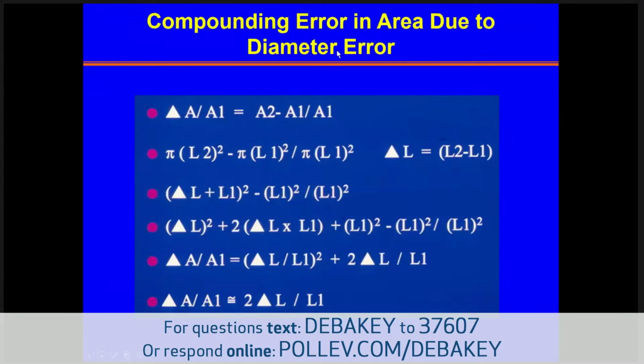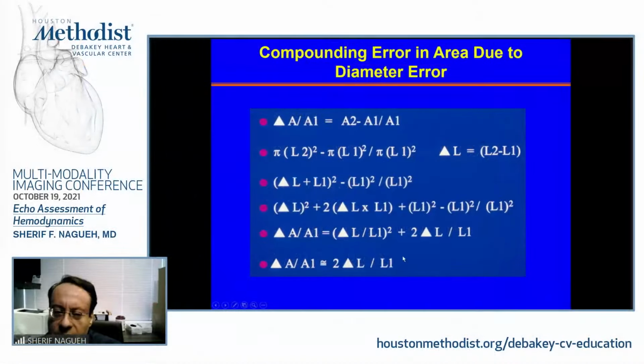Many times a question comes, what is the error in diameter? How does it translate to an error in the area? This slide shows you the bottom line on that last line here. This is simple algebra. It shows that the error in area is really twice the error in the diameter measurement. It's not squared.